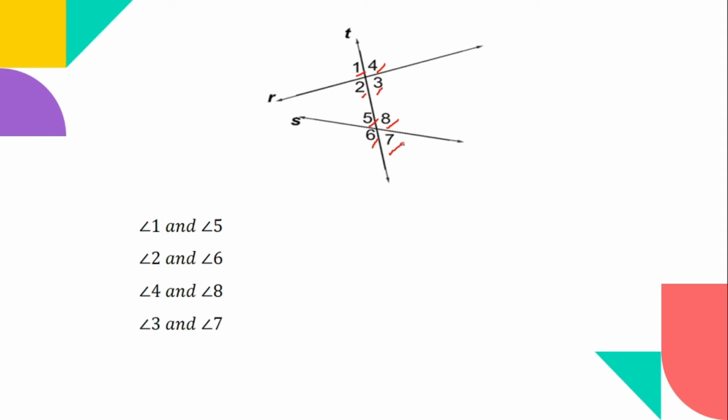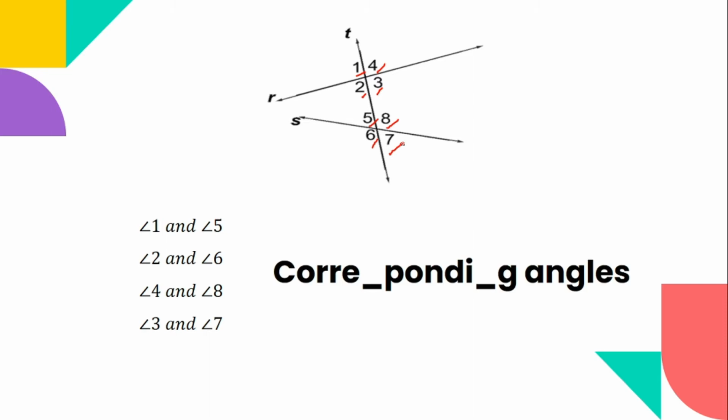Okay, so yung mga pares na yan, meron tayong tawag dyan. And these are what we call the, okay, we have 2 missing letters. Ano kaya yun? Corresponding angles. Meaning to say, we have angle 1 and angle 5 as pair of corresponding angles. Angle 2 and angle 6 as pair of corresponding angles again. 4 and 8, 3 and 7. Okay, so wag nyo kakalimutan yan.